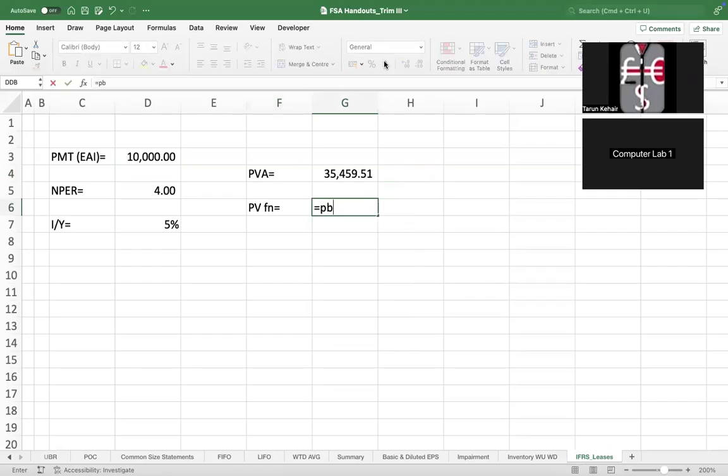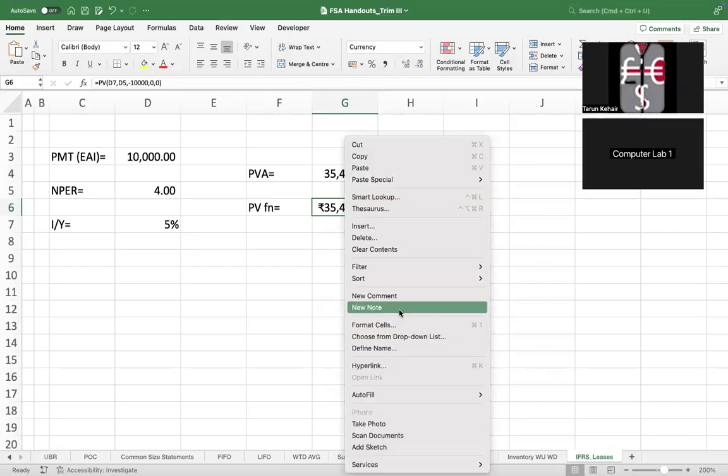The other way is to use the PV function. So, equal to PV, rate will be 5%, the number of years would be 4, the payment would be minus 10,000 because that's the lease payment we make every year, future value has to be 0, and type also 0 because we are assuming end-of-year lease payments. So both by the formula as well as by the PV function, we have got the same result, 35,459.51. So this becomes your ROU asset as well as the lease liability.